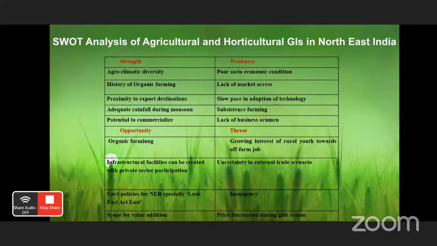Uncertain threats are also there. This is a very major threat, because nowadays our rural youths are not interested in farming jobs. They are not interested in agriculture or horticulture. This is a very common and burning problem. Insurgency is also there. Price fluctuations may also be there. So we have some strengths, we have some opportunities, but at the same time we have certain weaknesses and some threats also.